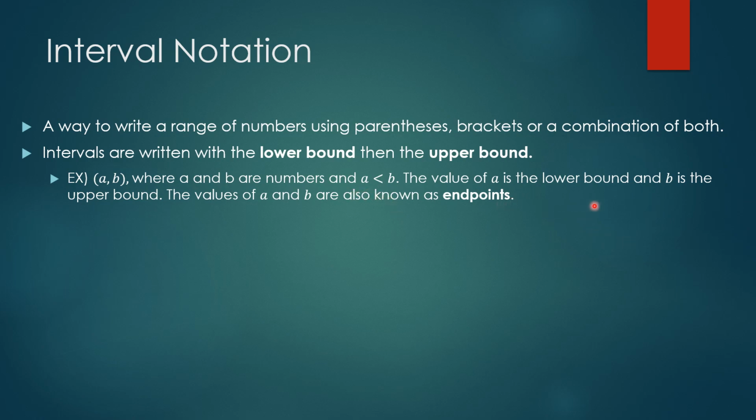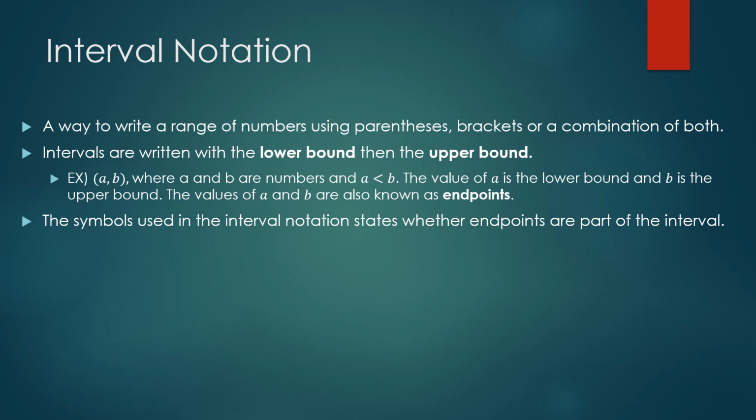The value of A is considered the lower bound, and the value of B is considered the upper bound. We can also call values A and B our endpoints. These are where our interval begins and where our interval ends. The symbols used for interval notation state whether endpoints are part of the interval. So remember how in the beginning it said we were using parentheses, brackets, or a combination of both. Parentheses and brackets determine whether we include or exclude endpoints.